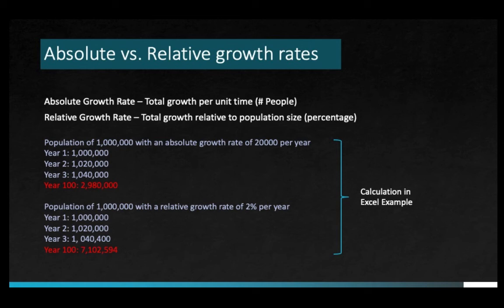An absolute growth rate is just added on each year. If we have a 2% absolute growth rate in a population of 1 million, then we just simply add 20,000 people to the population each year, and after 100 years we have almost 3 million people.